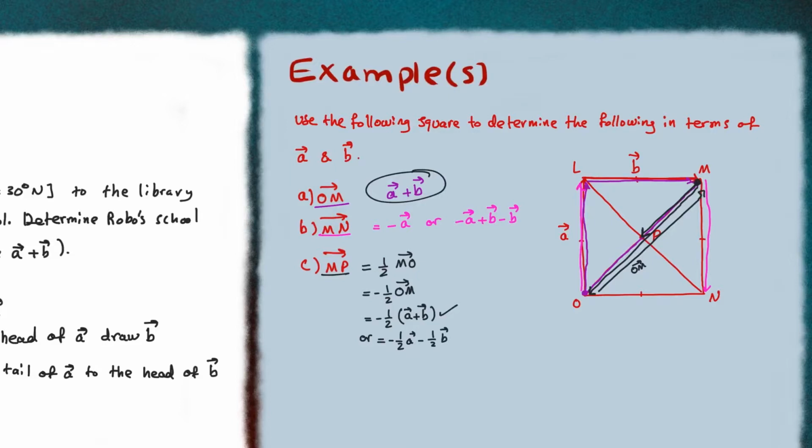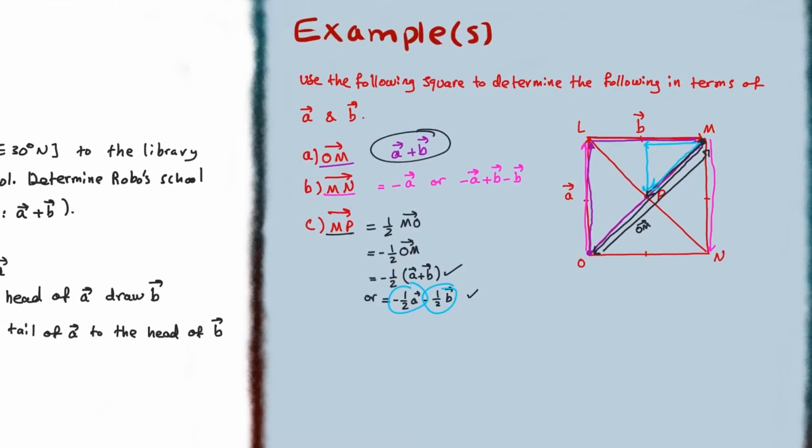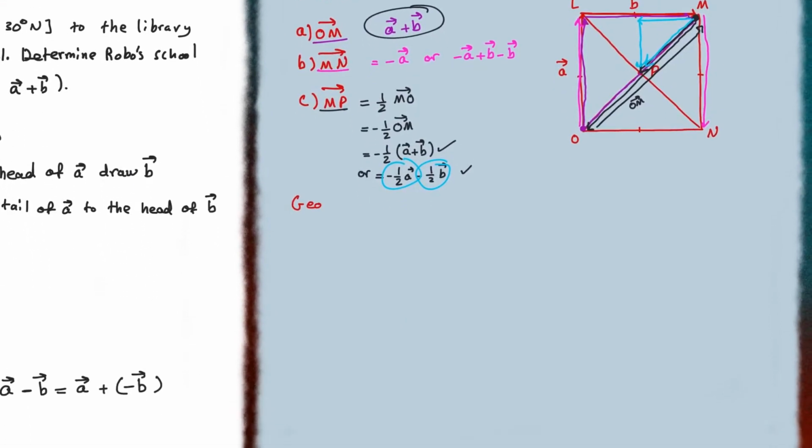To check our answers, we can start with a vector that originates at point M and move halfway towards the negative direction of B, and then halfway towards the direction of negative A, and we can see that we end up at point P, which is vector MP.